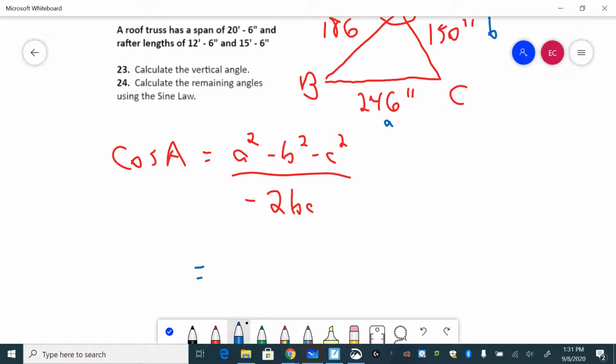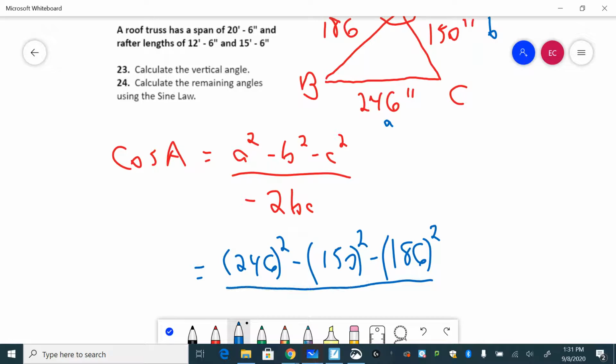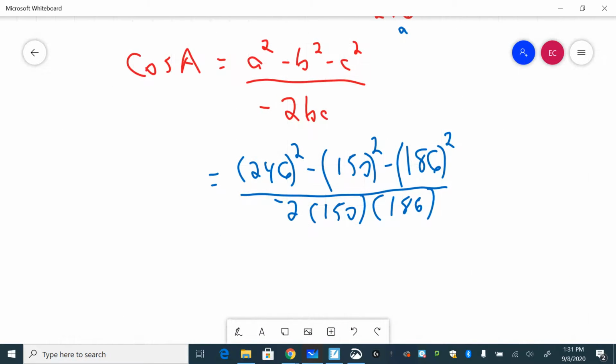So A is 246 squared minus B. I said it was 150 squared minus C, which is 186 squared, all divided by -2b, which is 150, times c, which is 186. So if you've got a really good calculator, you could plug this all in. Otherwise, do this step by step. I would just do the numerator.